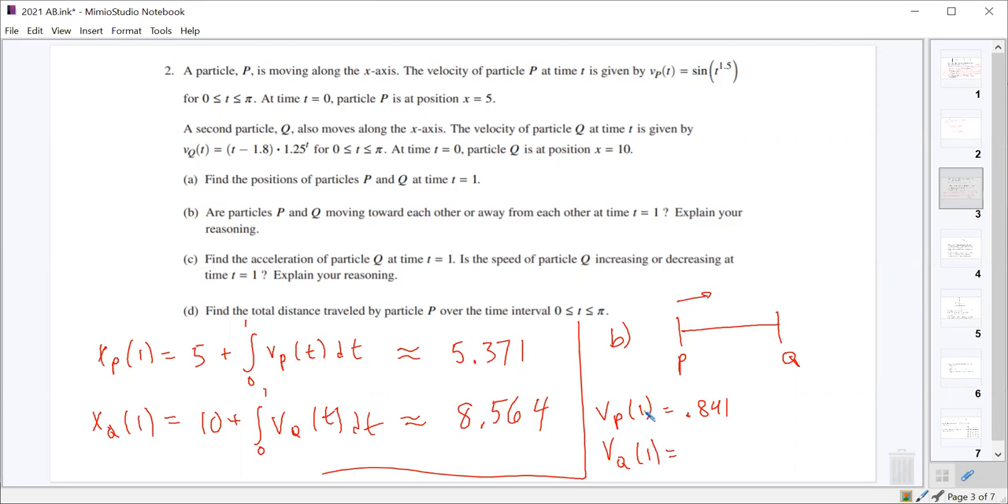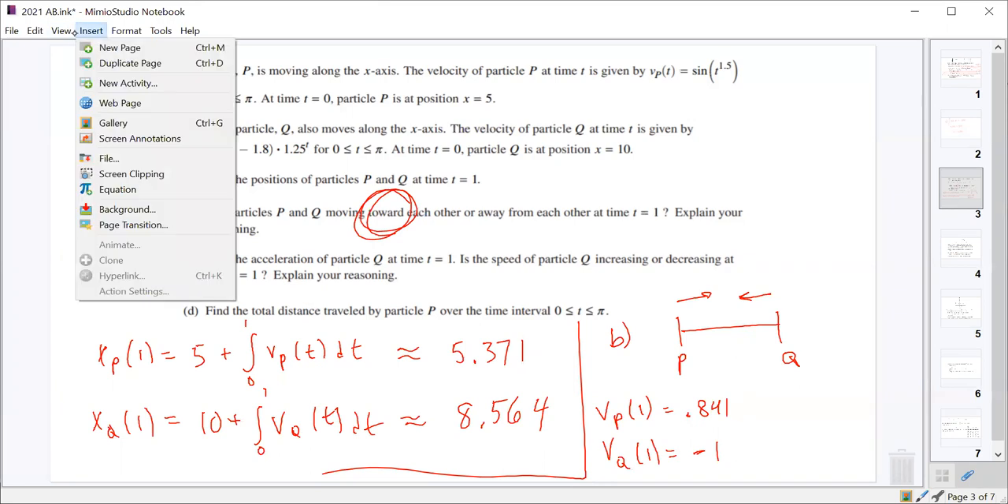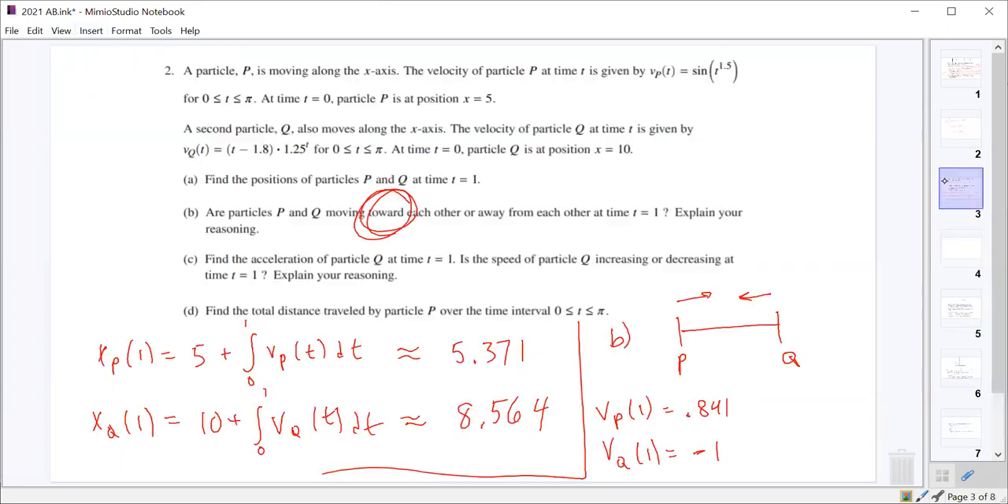And Q at 1, if I plug in 1 to Q, what does that come out to be? -1 exactly? Oh, yeah. All right. So that one is moving to the left. And so therefore they must be moving toward each other. And your explanation would need to include, particle P is to the left of particle Q and moving right, and particle Q is to the right of particle P and moving left. So they're moving toward each other. Something like that. Good or no? All right. Zoom, you guys are good? Yeah. Oh, great. That's wonderful.